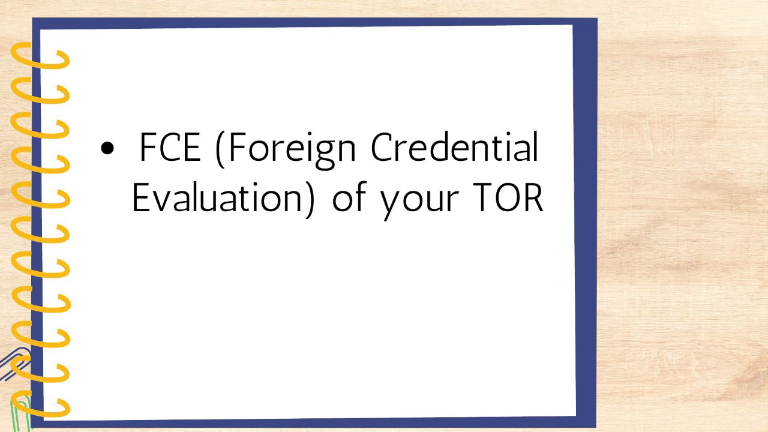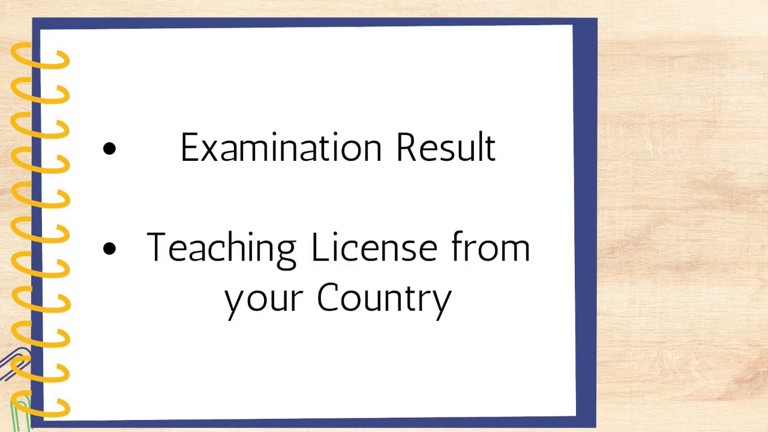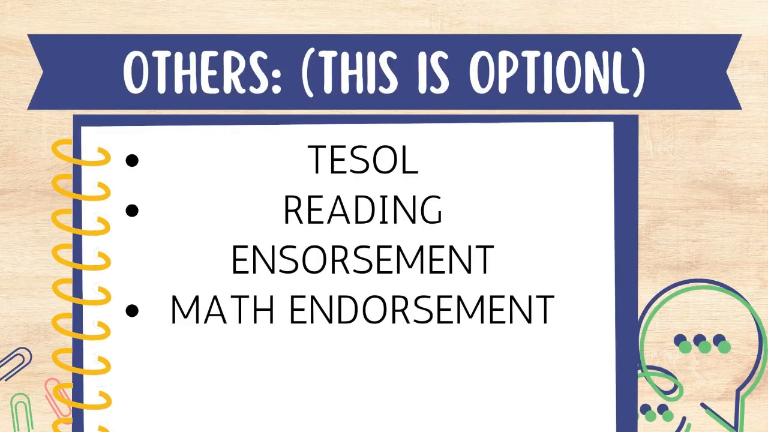The second step involves the verification of employment. You will need to complete a form that validates your teaching-related employment history in your home country or any other places where you have teaching experience. Next, include your examination results indicating whether you passed the teaching examination in your home country. Additionally, please attach a copy of your teaching professional license. And if you want to attach other documents for further endorsement of your license, you can also do that, like TESOL, reading endorsement, and math endorsement. It's additional salary.